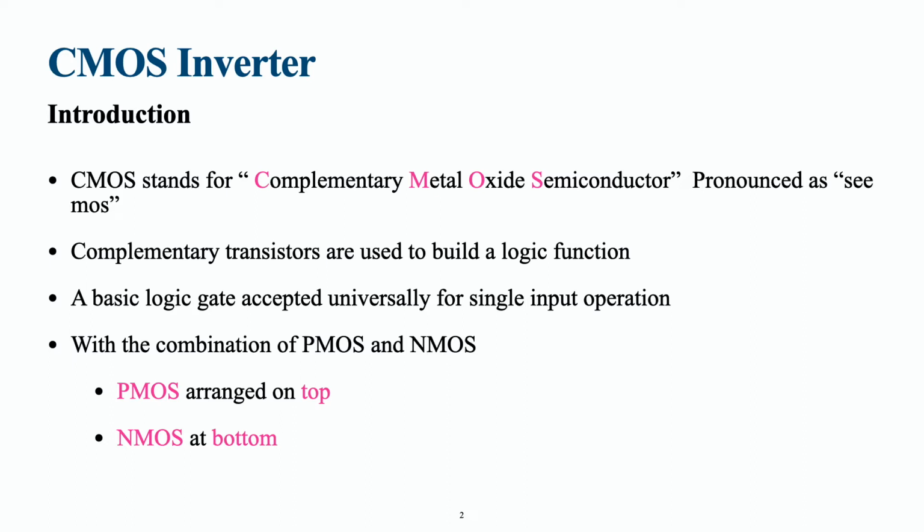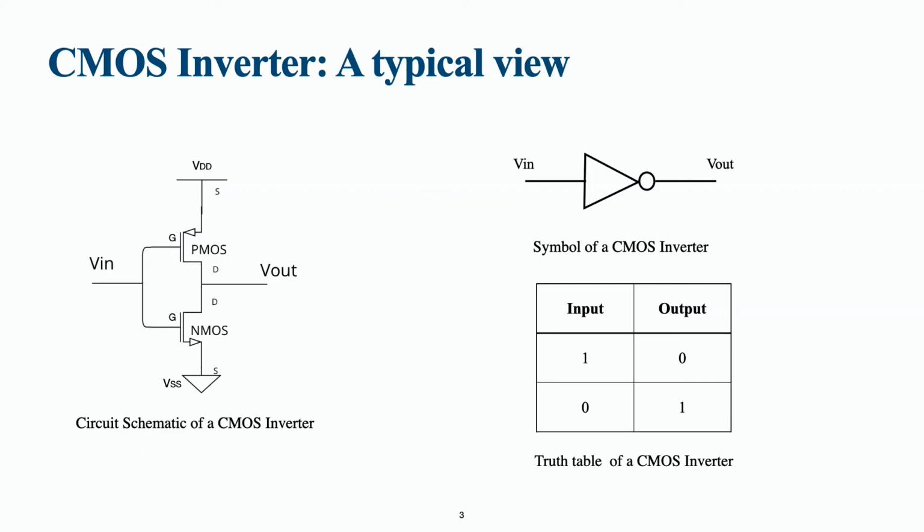Similarly, when you use one PMOS, one NMOS and connect them together, we'll have a simple circuit called a CMOS inverter. That is what we are going to see now. Always in complementary logic, we'll have PMOS transistors on top, NMOS transistors at the bottom. And now, this is a simple CMOS inverter circuit.